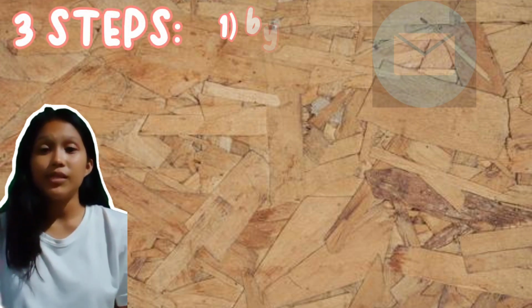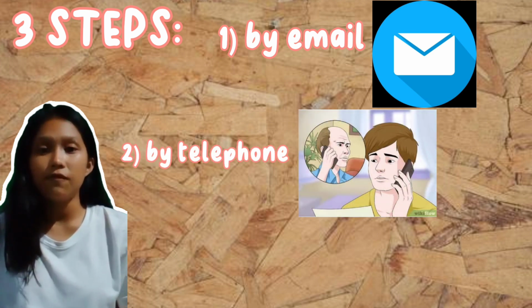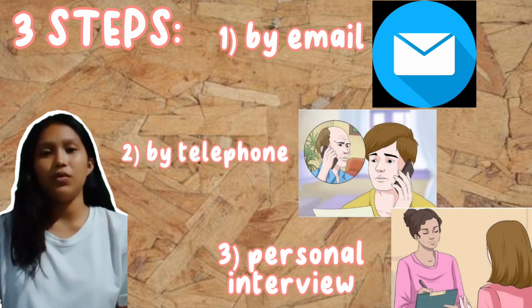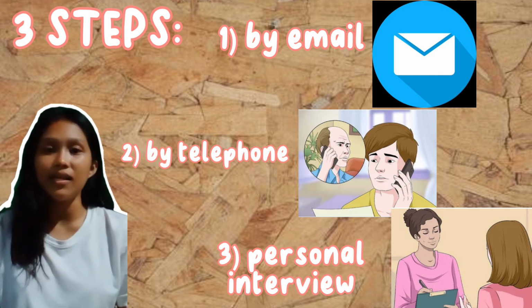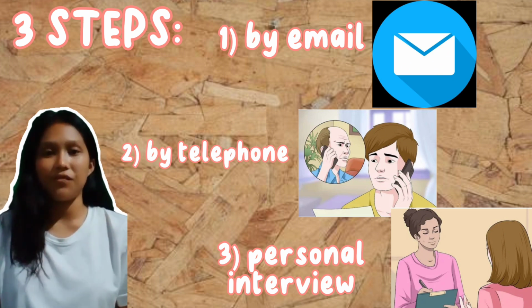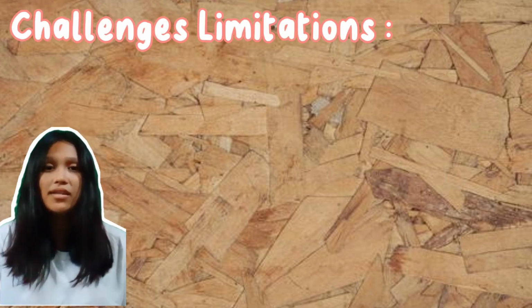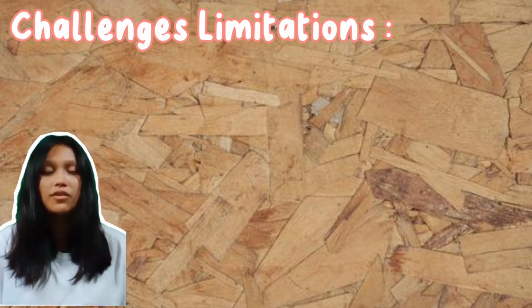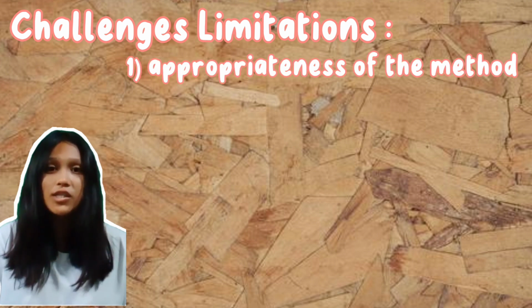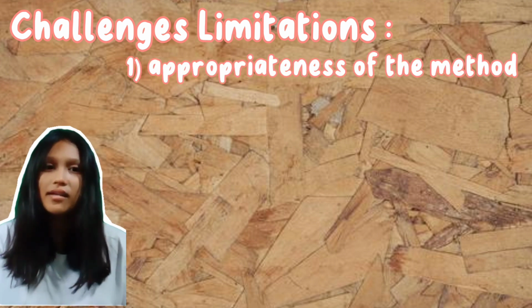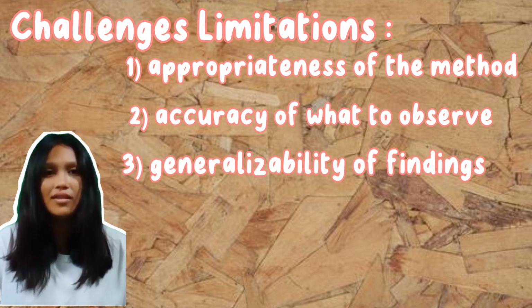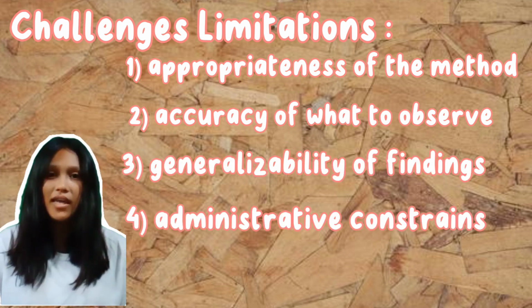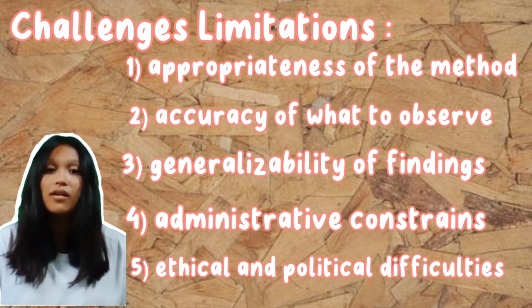Conducting a survey can be done in three ways. First, by email, second, by telephone, and third, by personal interview. The method of data collection can be from observation to content analysis, and this can be used by survey. The challenges and limitations of a survey are seen according to the following criteria. First, appropriateness of the method. Second, accuracy of what to observe. Third, generalizability of findings. Fourth, administrative constraints. Fifth, ethical and political difficulties.